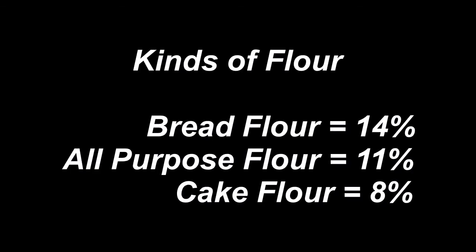Here are the different kinds of flour that are common in baking along with their gluten protein content. Bread flour is about 14%. All-purpose flour is about 11%, and cake flour is only 8%. If you are making bread, you would use bread flour because it has more gluten in it. For tender cupcakes, it makes sense to use cake flour because it has a lot less gluten.